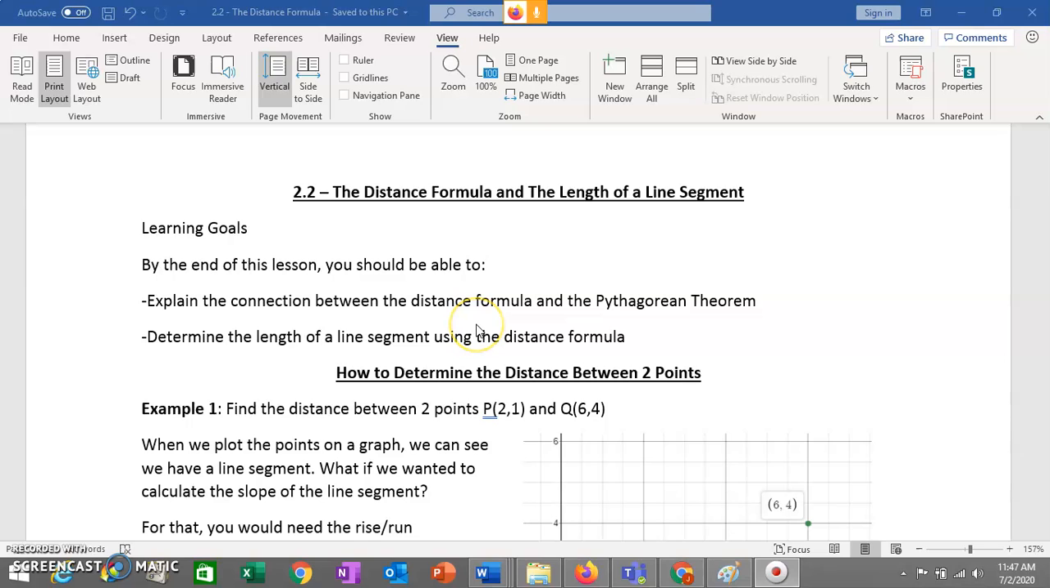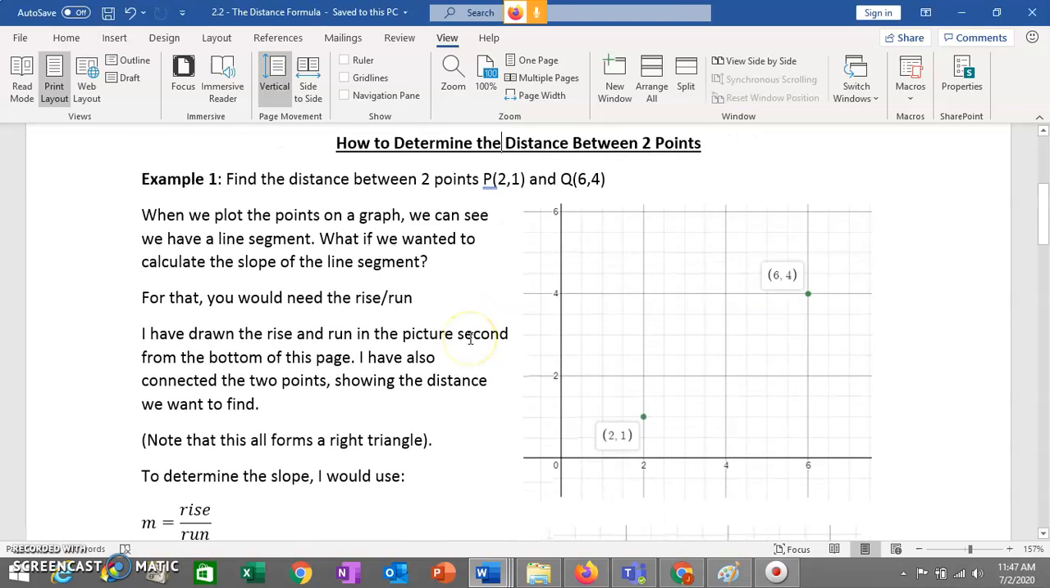So there's this really short one. There's only two things you have to do here. You have to explain the connection between the distance formula and the Pythagorean theorem, and you have to figure out, once you know this formula, how do you use it to get the length of a line segment. Pretty simple. Okay, so we're going to look at example 1.